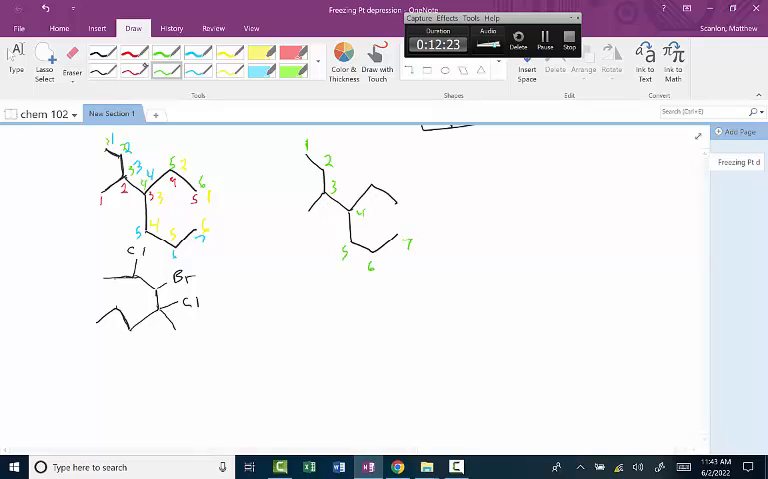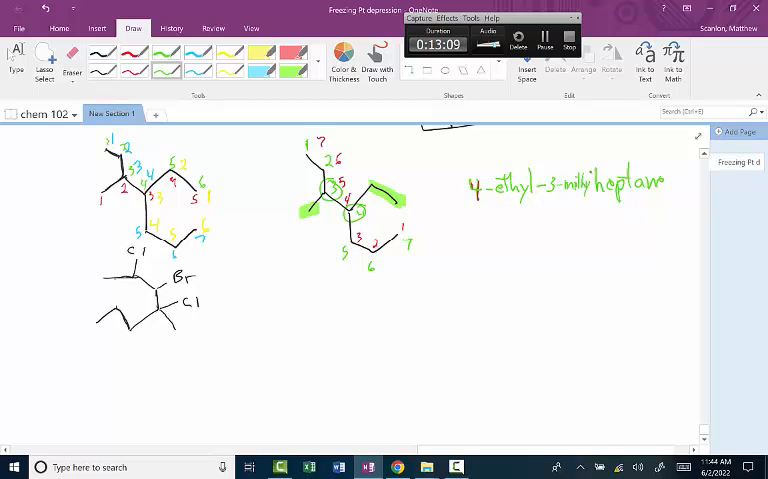Or we could actually number it from this end. 1, 2, 3, 4, 5, 6, 7. And so I'll name it both ways. For the green one, I have heptane, and my substituents are on 3 and 4, and the substituent on 3 is a methyl group and an ethyl group on 4. So ethyl comes first, so it would be 4, oops, I meant to make it green, 4-ethyl-3-methyl.